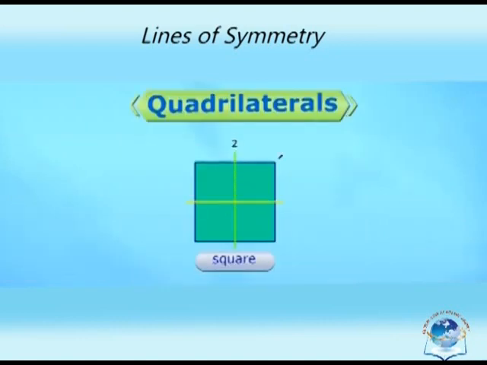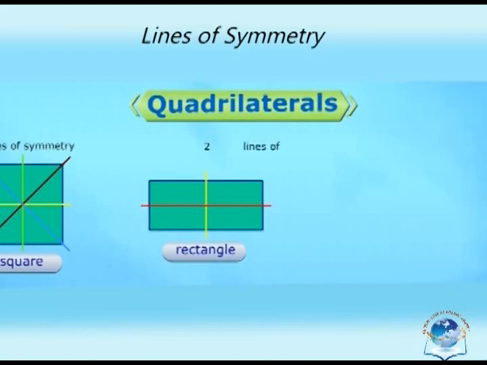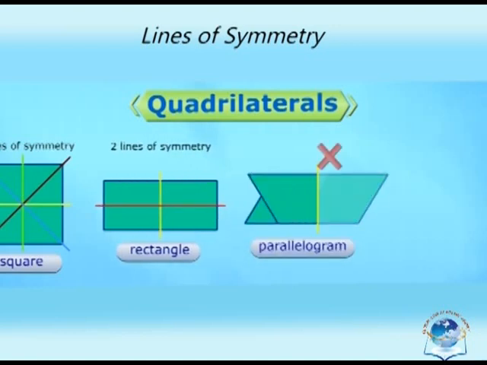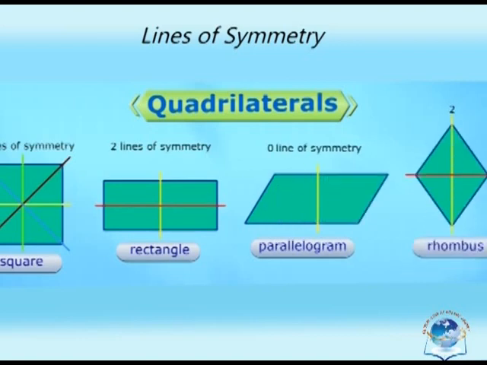A square has 4 lines of symmetry. A rectangle has 2 lines of symmetry. A parallelogram has no line of symmetry. And a rhombus has 2 lines of symmetry.